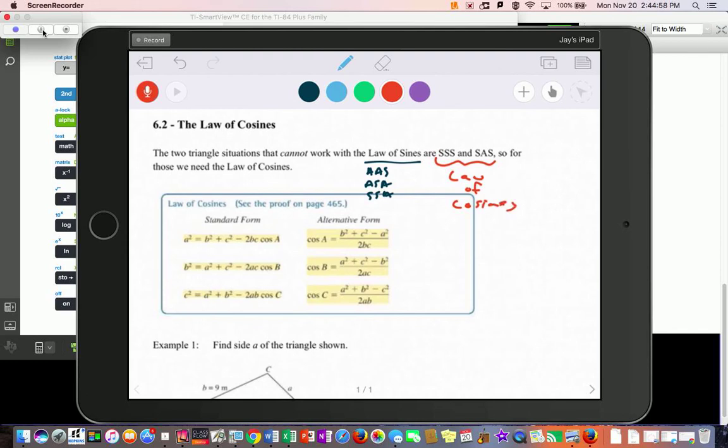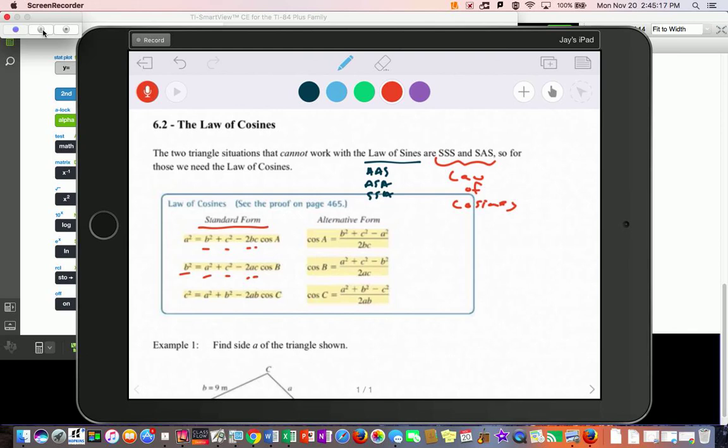So we have what we call the standard forms over here. And it's not that there are three different ones. It's just if you are looking for A, you use B and C, B and C. If you're looking for B, you use A and C, A and C. So you'll see how I write it out. I just do the two sides.